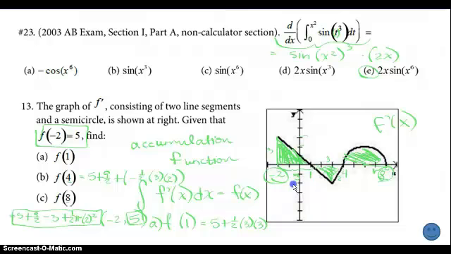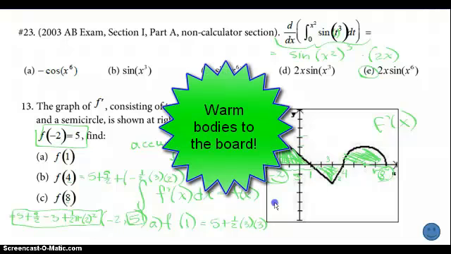Okay, so that finishes up fundamental theorem part 2. Come next time, we'll do some homework problems, and this will lead naturally into the next lesson, which is functions defined as integrals.